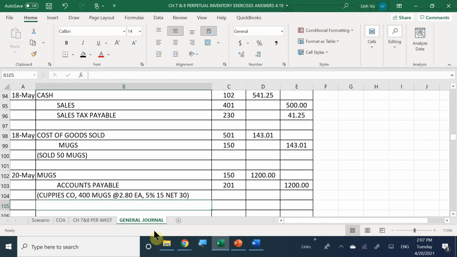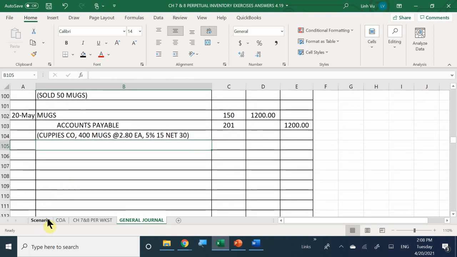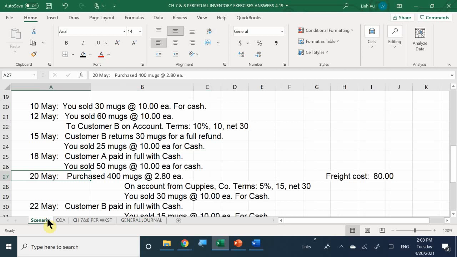Okay. Here, I've already updated my inventory by plugging it in here, saying I increased my inventory. All right, so let's see what has happened on that very same day. After I made my purchase of the 400 mugs, what happened that very same day?